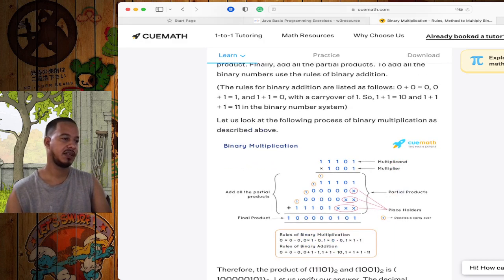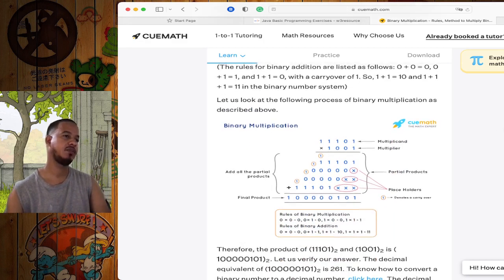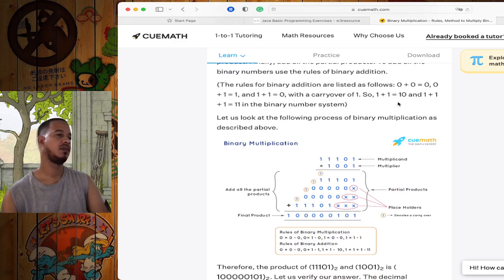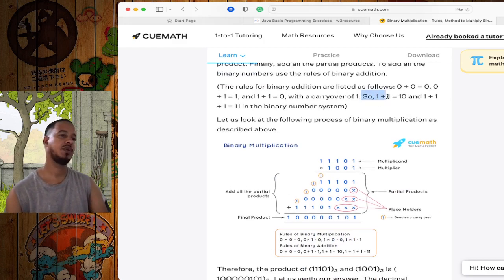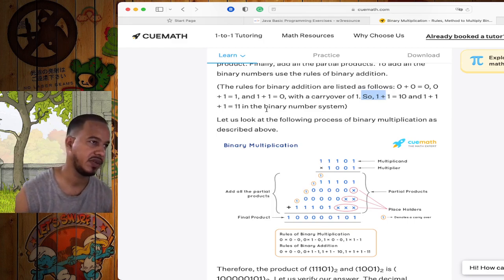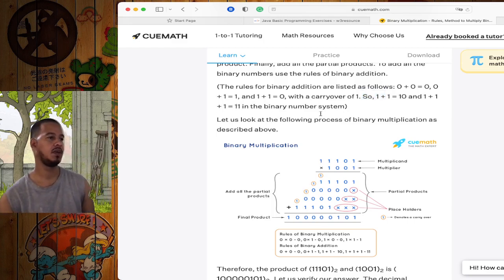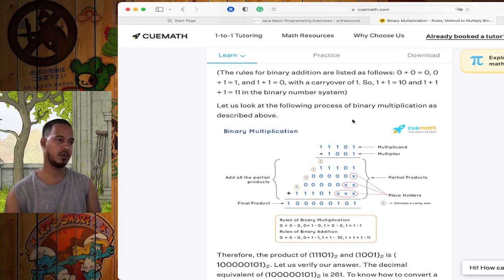And now we're looking at the visual representation. It says 1 plus 1 equals 10, and 1 plus 1 plus 1 equals 11 in the binary number system. So this is the visual representation of the multiplication followed by the addition. Multiplicand on the top, multiplier on the bottom.